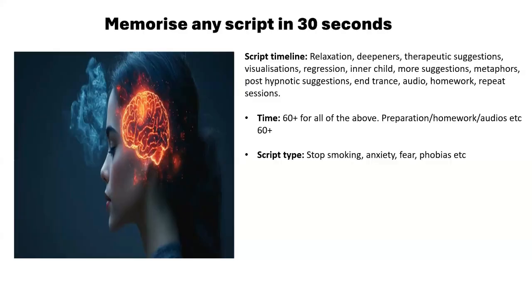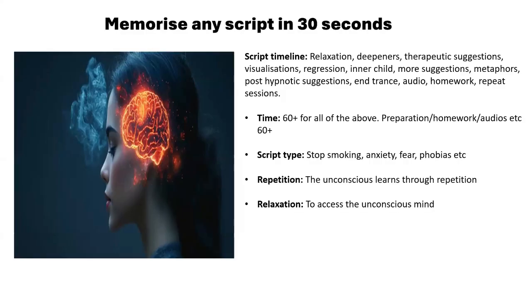Script types: you might have stop smoking, anxiety, fears, phobias. Pretty much every problem a client has, there is a script for it, with some sort of technique embedded inside the script. You can pretty much find a script for anything. Repetition: the reason most people are taught repetition is that it's said the unconscious mind learns through repetition. So by repeating the same style of session over and over, eventually the unconscious mind clicks and they become this non-smoker, or this person without anxiety, etc.